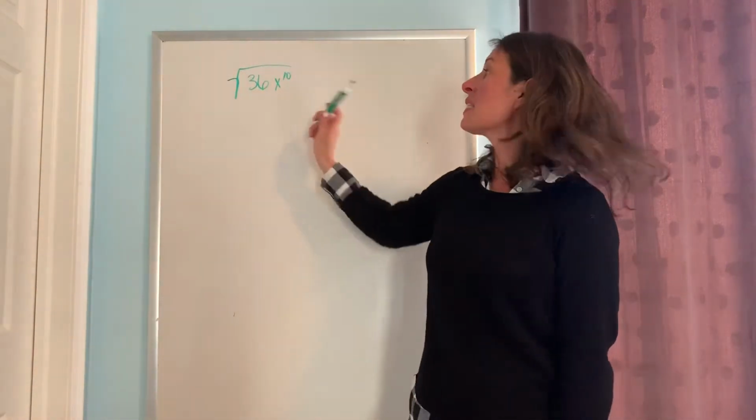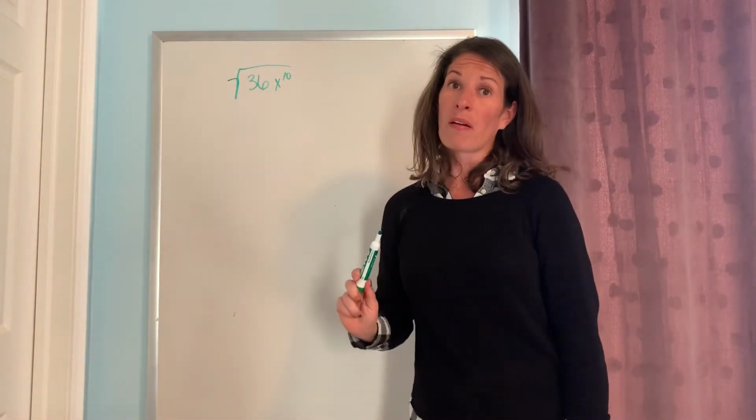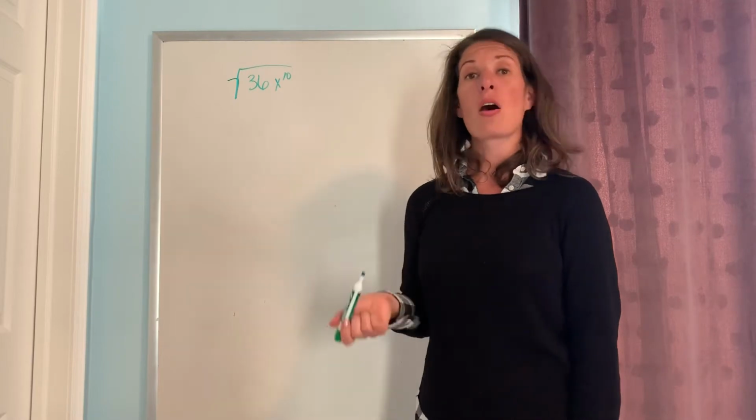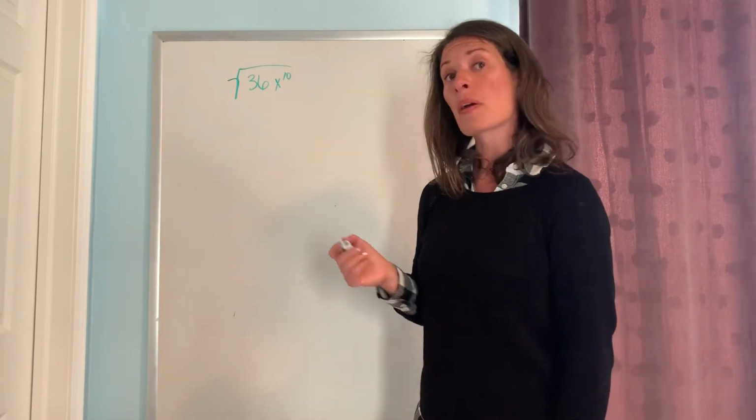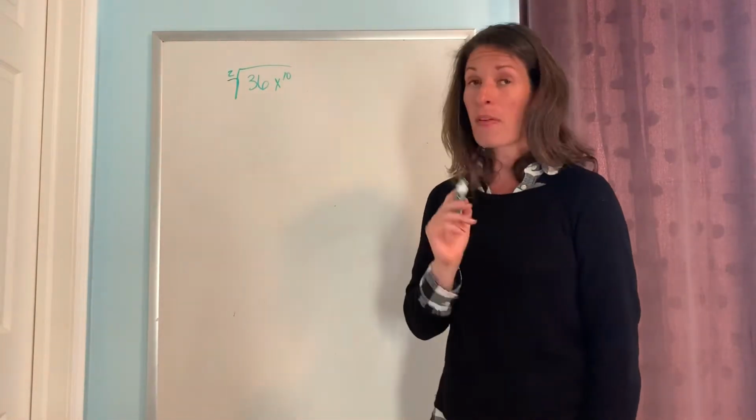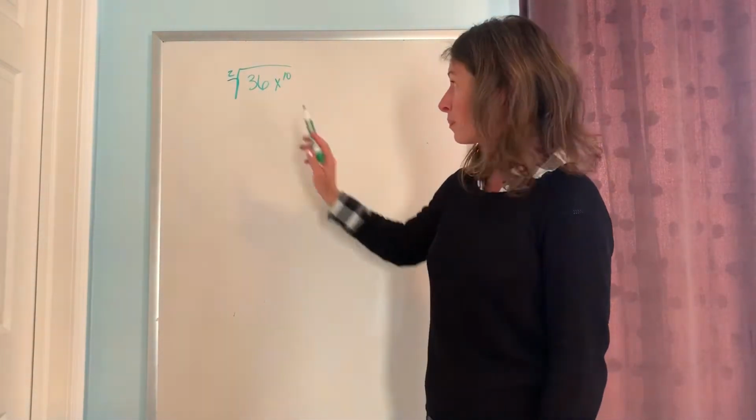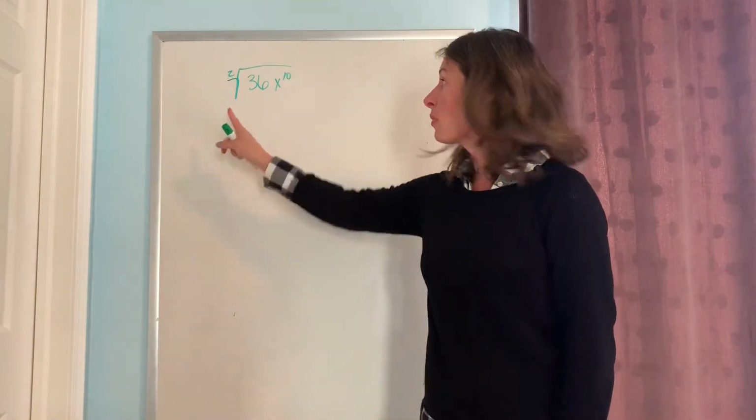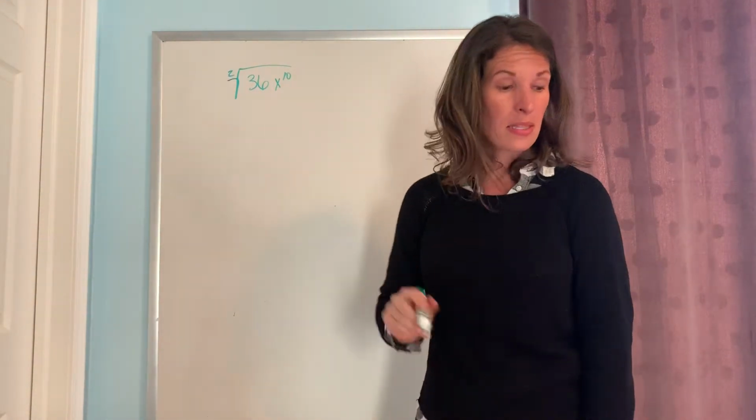Now, there is not a number there, which means that it's always 2. If you don't see a number in your index, then it's a 2, always. Otherwise, there will be a number there. So we have to do the square root of 36 and x to the 10.